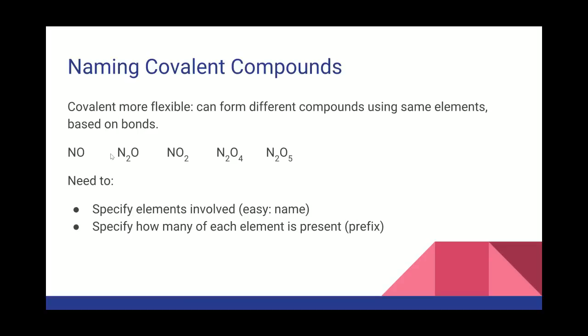But we are going to be focusing on what are called binary covalent compounds. That is, covalent compounds that only have two elements in them. But even with just two elements, as you can see, you can get a fairly broad array of different compounds. So you need to specify both which elements are involved. For example, in this case, nitrogen and oxygen. That's easy enough to do. You also need to specify how many of each element is present, and you do that using prefixes.